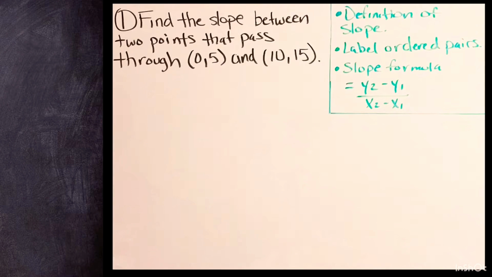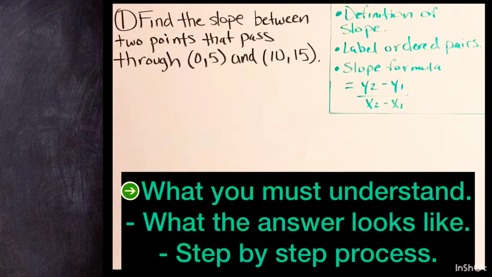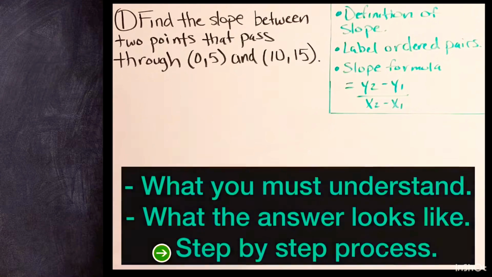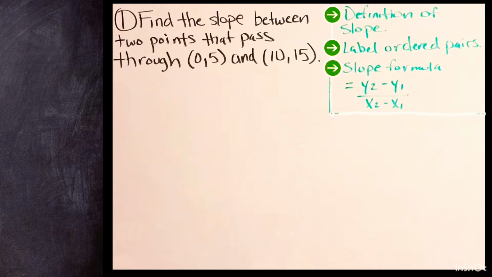The question here says, find the slope between 2 points that pass through 0, 5 and 10, 15. What we're going to go over is what you need to understand for this example. Then we'll go over what your answer is actually going to come out to. And then we'll do our step-by-step process. If you look here to the right-hand side, these three things are what you need to understand in order to get this problem correct, and we're going to actually go over these things.